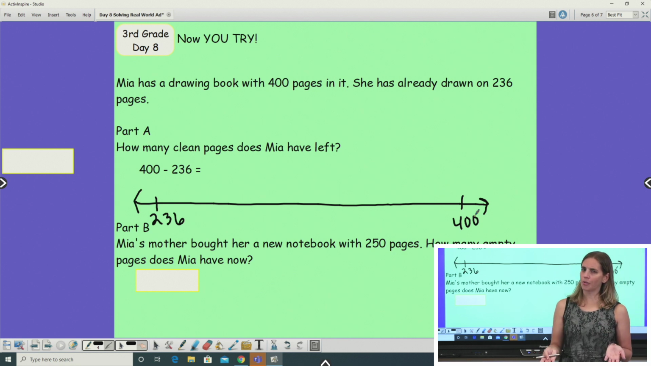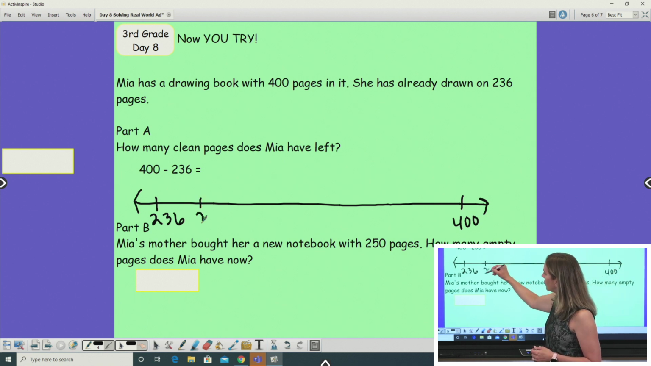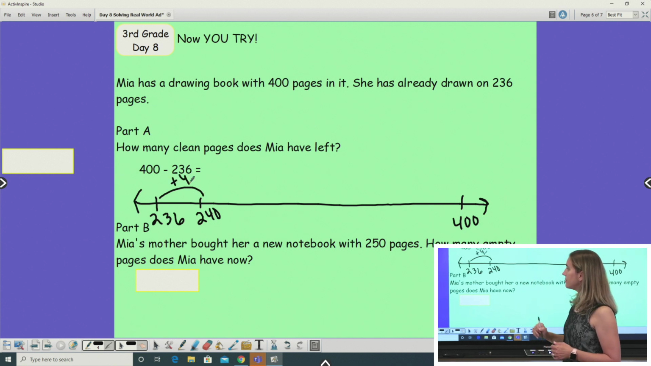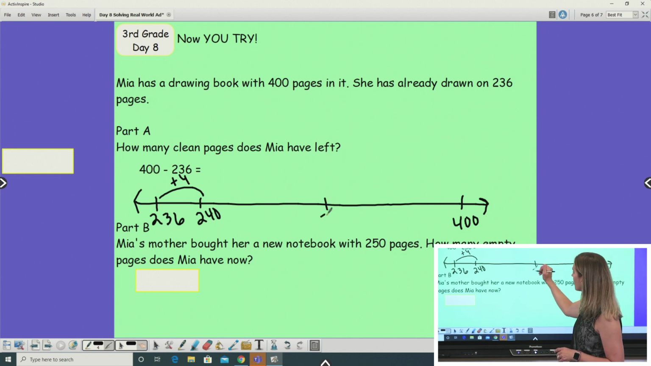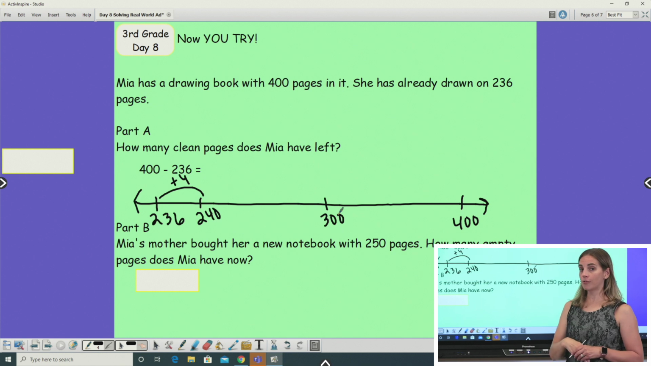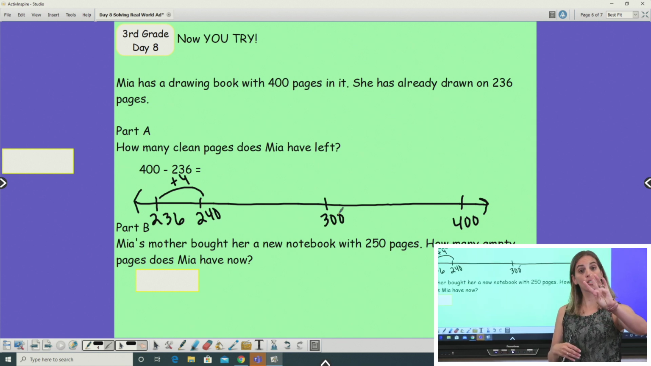Okay, 236, I want to go to my closest friendly number, so I'm going to get to that nearest 10. So I'm going to go to 240. To do that, I'm going to make a jump of 4. Now I'm going to go from 240 to 300. Let's count by 10. So 240 is where I'm starting. So 250, 260, 270, 280, 290, 300.